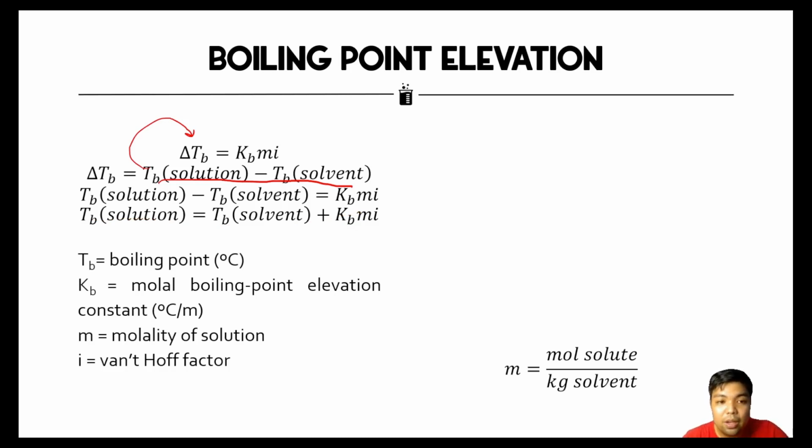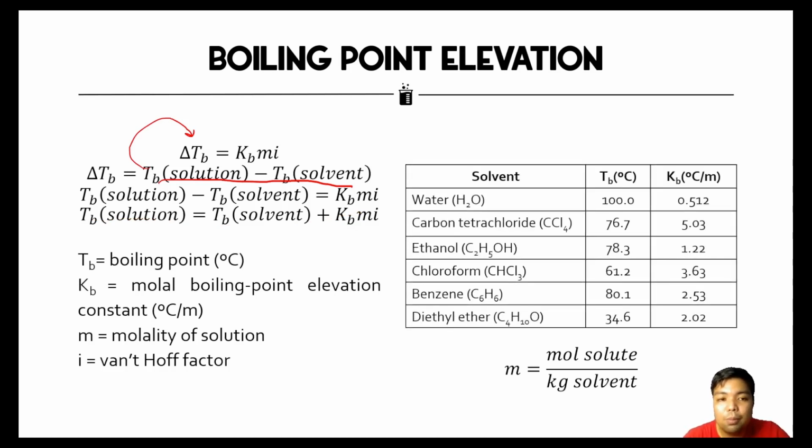So here are the molal boiling point elevation constants of some common solvents. So I suggest for the context of general chemistry that you memorize the molal boiling point elevation constant of water, which is 0.512 degrees centigrade per molal.